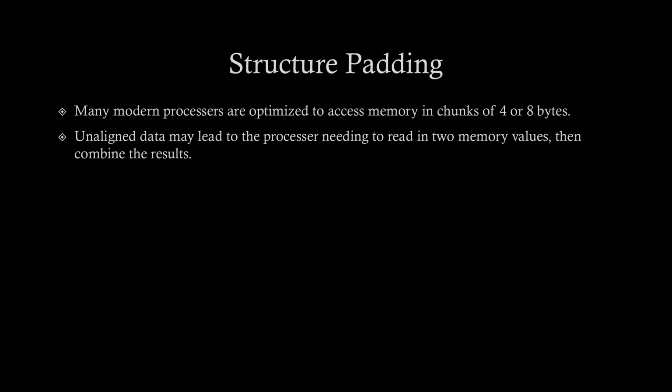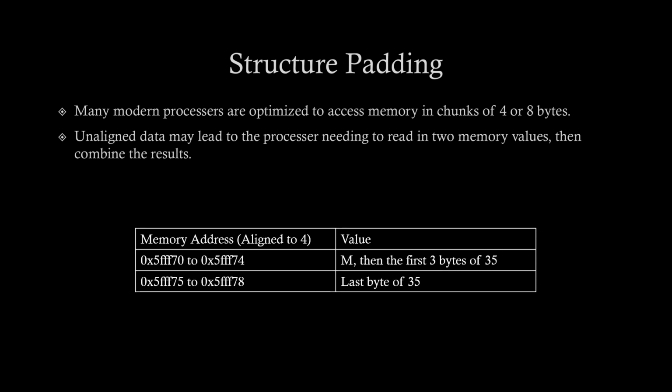Now, this has something to do with something called structure padding, which is something that compilers do because modern processors are designed around accessing memory in chunks of 4 or 8 bytes. And unaligned data might mean that the processor may need to read in two memory values and then combine their results, leading to reduced performance.